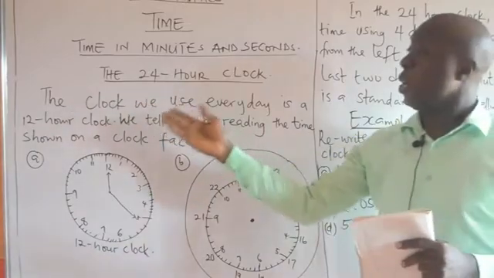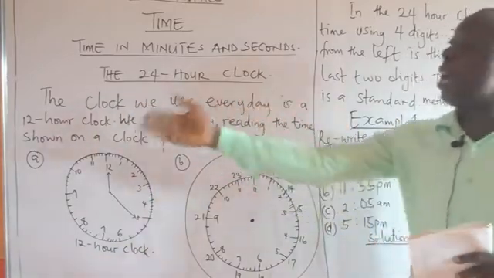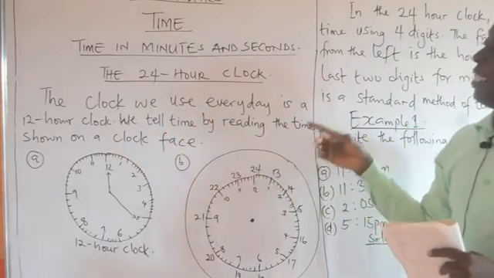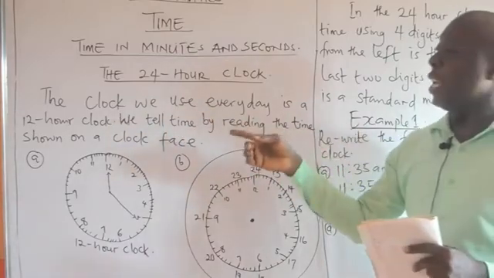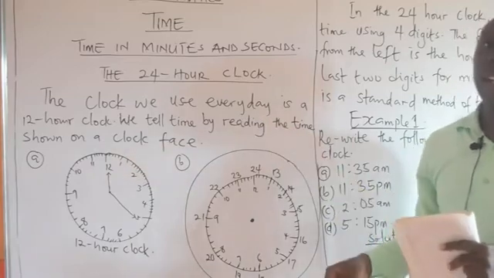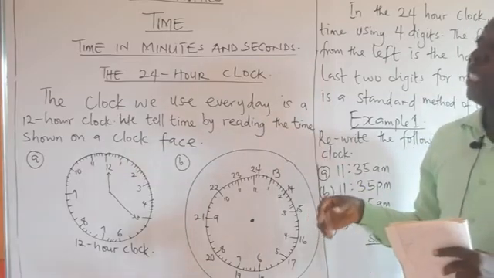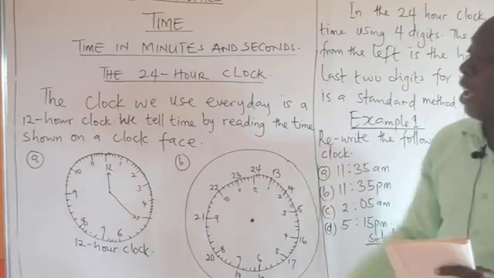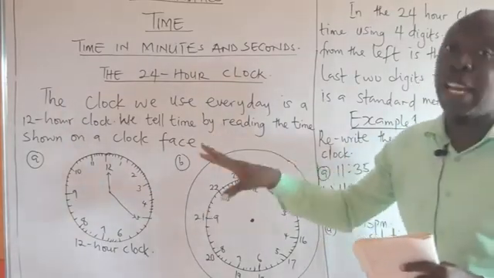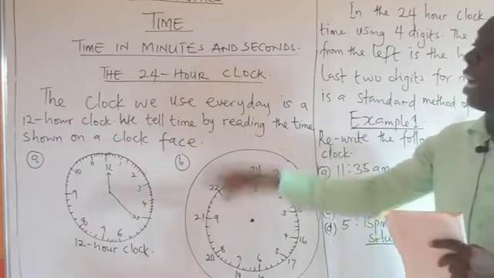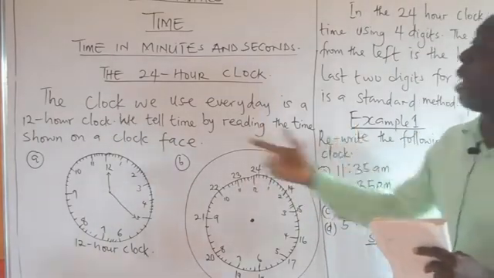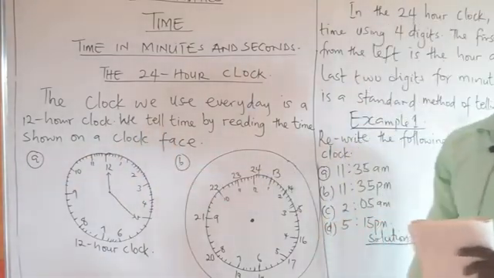The clock we use every day is a 12-hour clock. We tell time by reading the time shown on a clock face. That is, we tell the time by looking at the clock, and once you look at the clock, you should be able to tell the time.